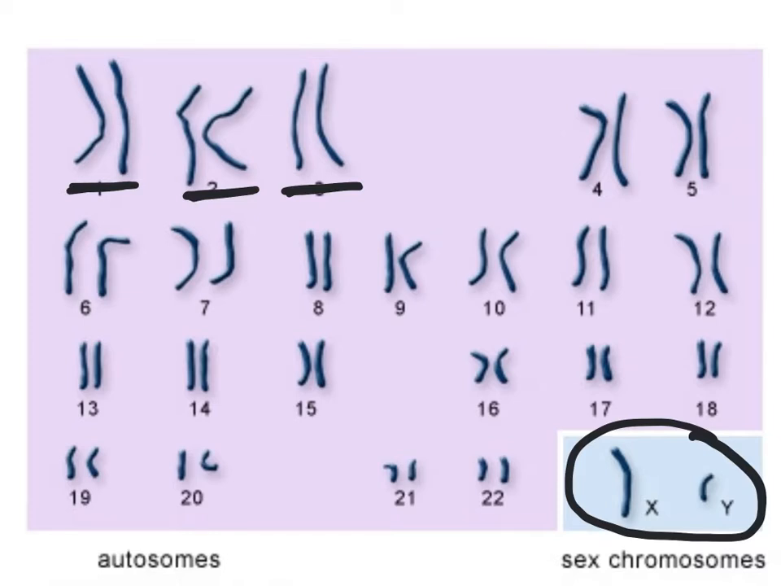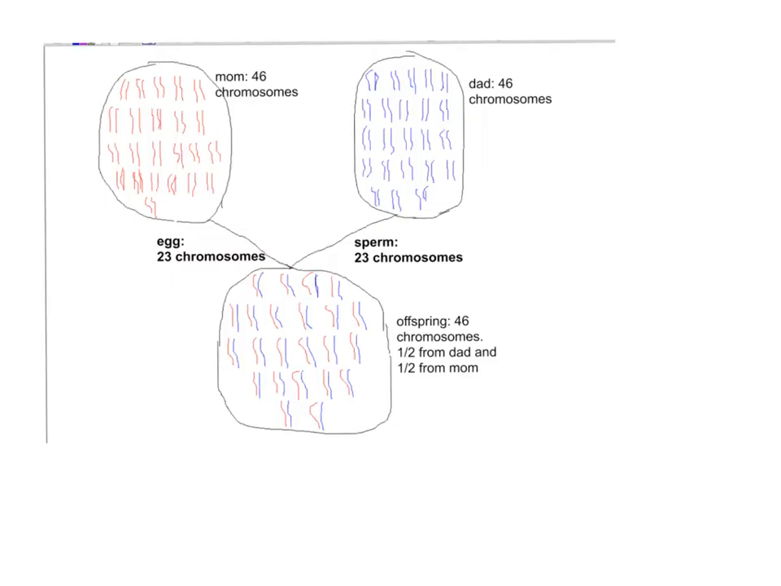And if you have two X chromosomes, you would be a female. If you have an X and a Y chromosome, that makes you a male, at least having female anatomy or male anatomy, even if you might not identify as male or female.